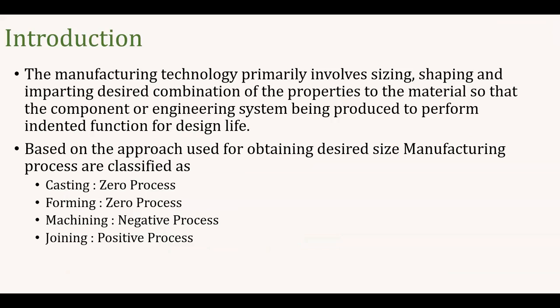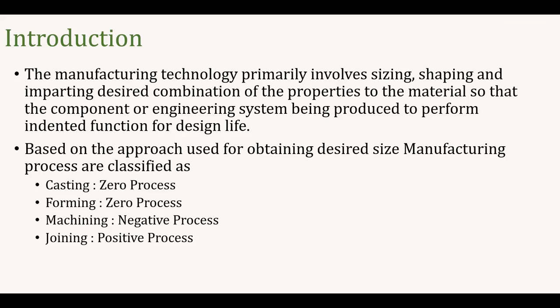Introduction. The manufacturing technology primarily involves sizing, shaping, and imparting a desired combination of properties to the materials, so that the component or engineering system being produced performs its intended application for the design life, right? So generally we use manufacturing technology to either size the component raw material, shape the raw material, or impart some desired properties on the raw material which will fulfill the intended applications, right?